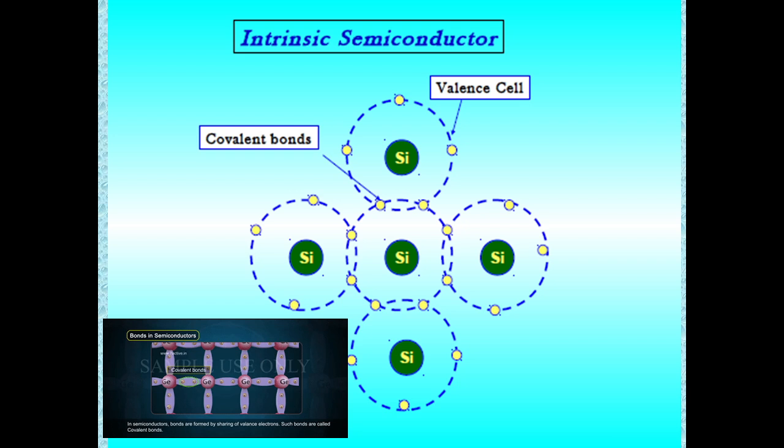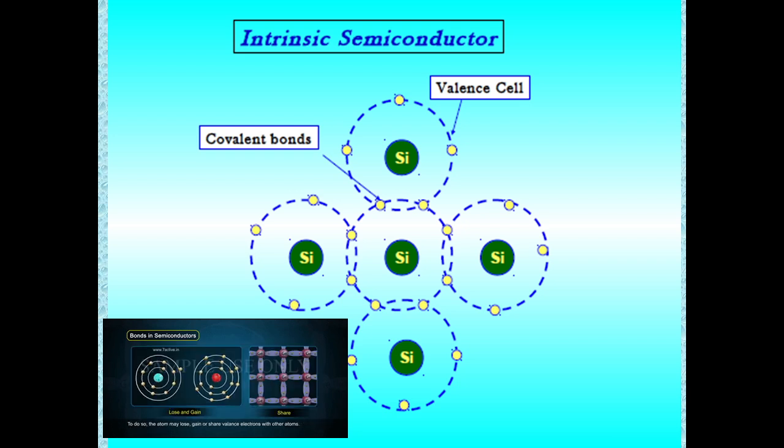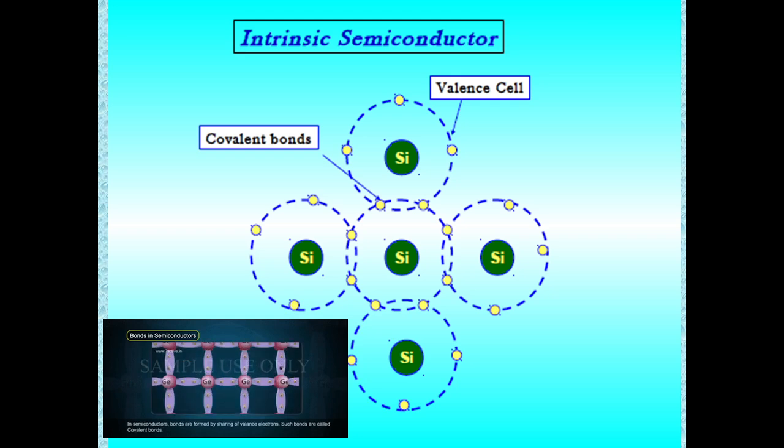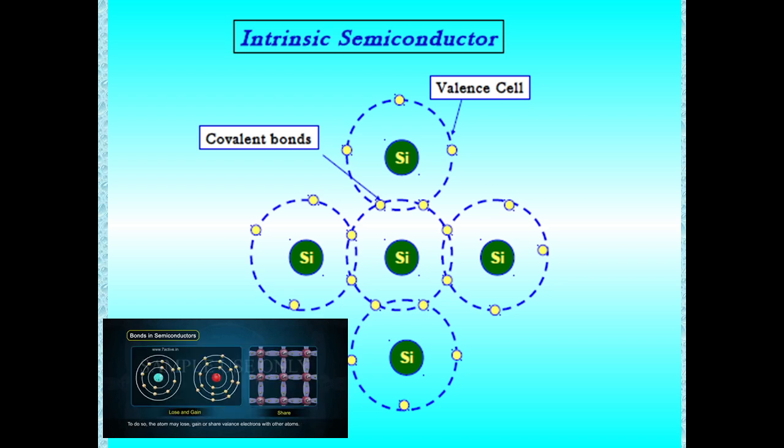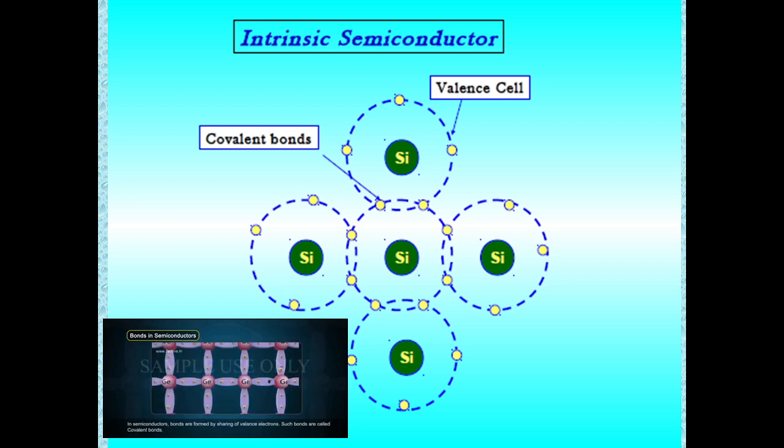Here, the mutual sharing of two electrons forms a covalent bond. Four silicon atoms are combined with one central silicon atom. So the mutual sharing of these electrons forms four covalent bonds. That is, two mutually shared electrons is equal to one covalent bond. In this diagram, four covalent bonds are formed.